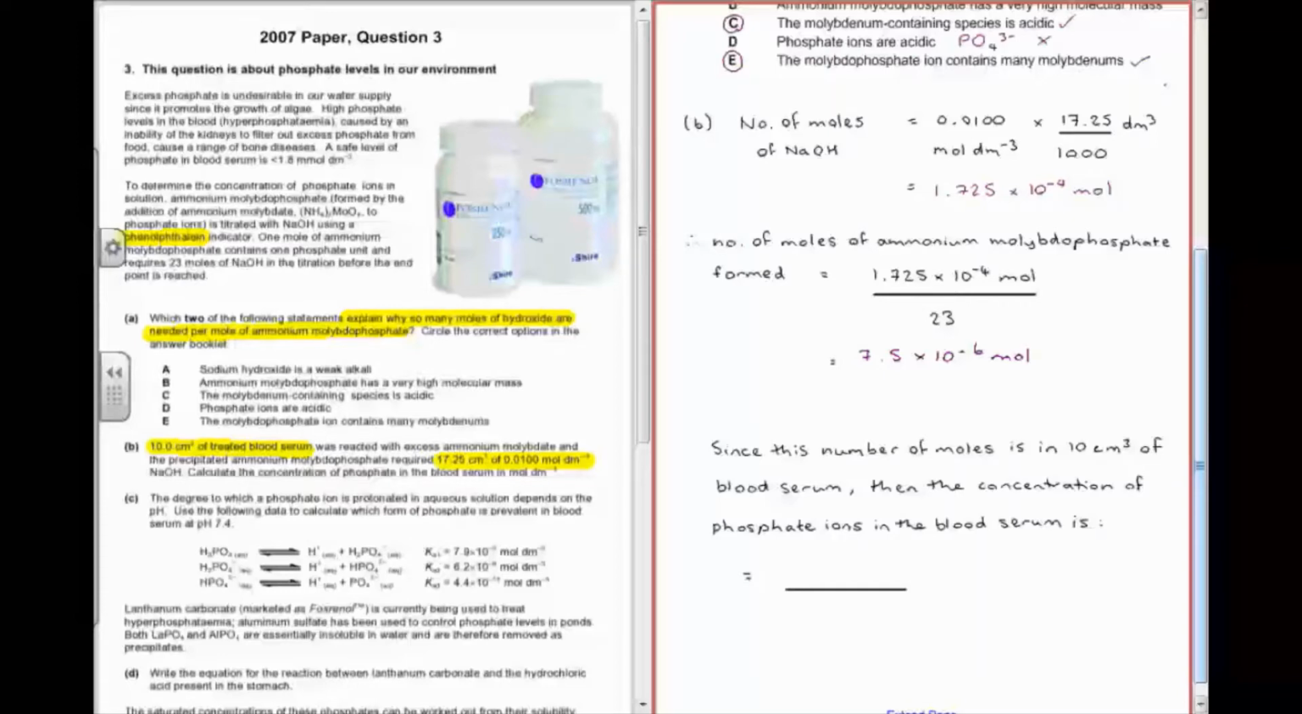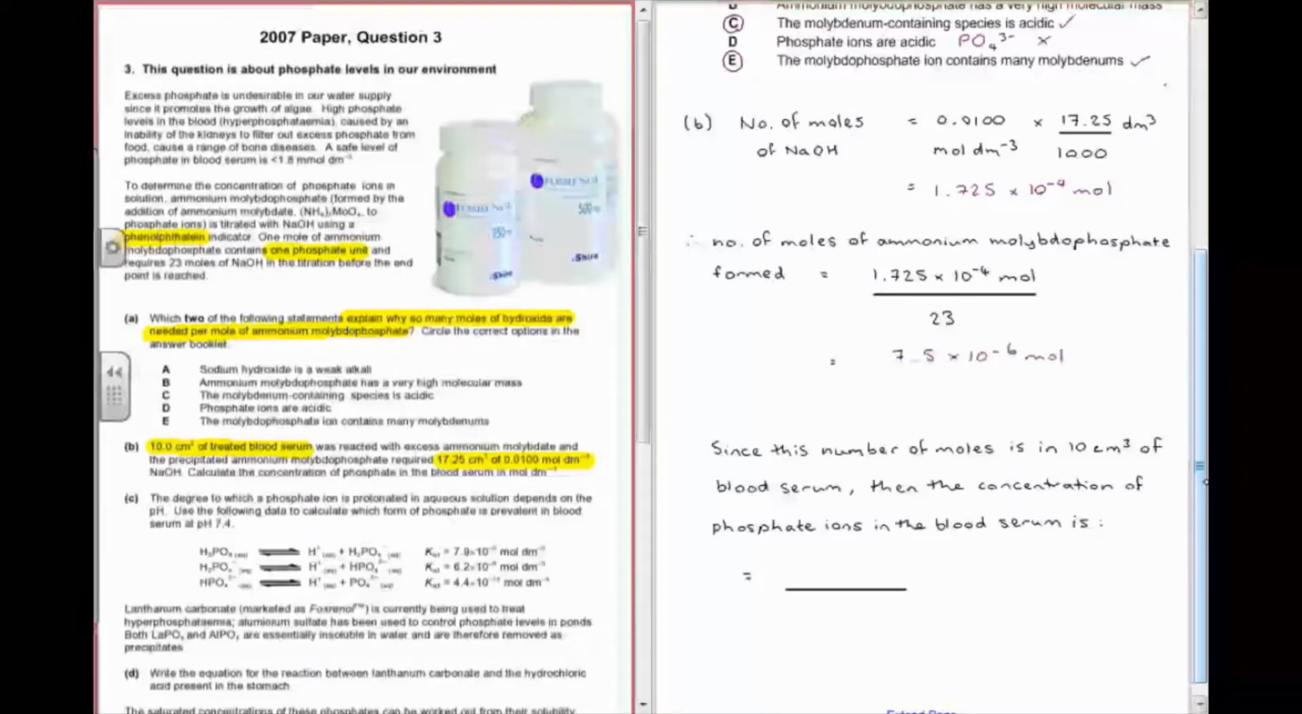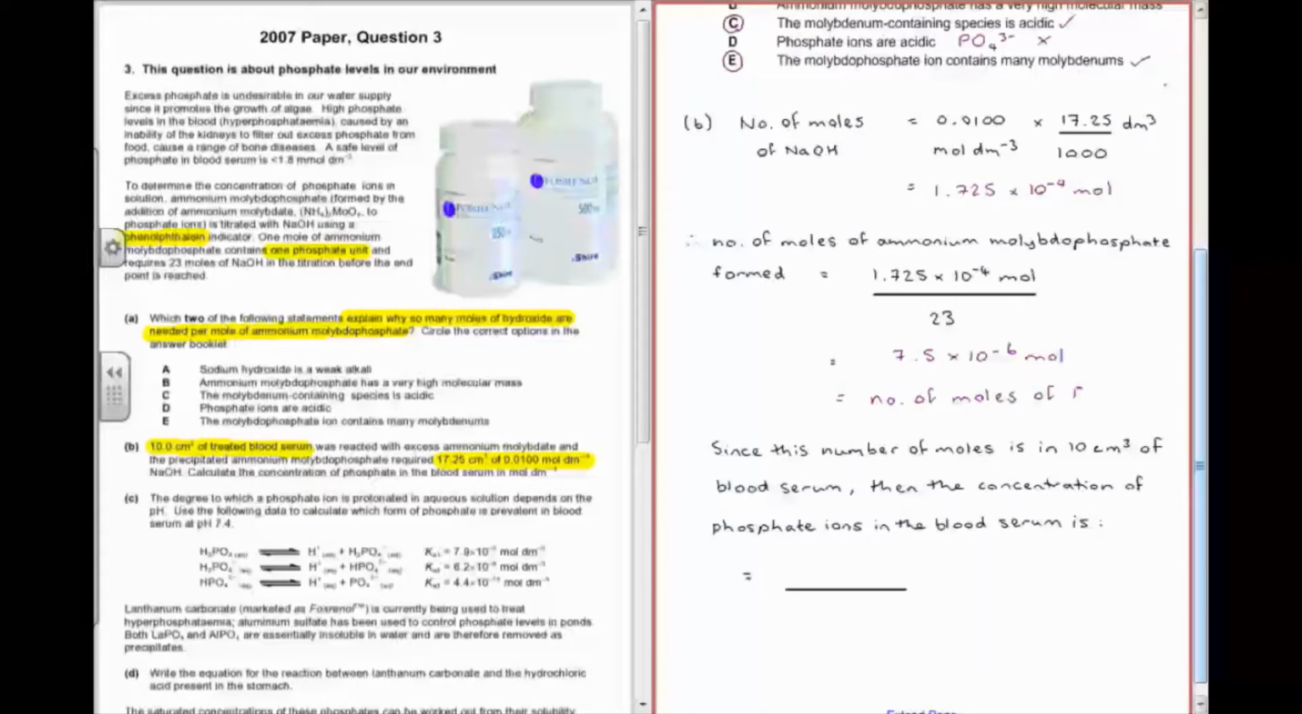Now, in the introduction, we were told that each mole of ammonium molybdophosphate contains 1 phosphate unit. So if we know that the number of moles of ammonium molybdophosphate formed is 7.5 times 10 to the minus 6, we must also know then that the number of moles of phosphate must be equal to that 7.5 times 10 to the minus 6.